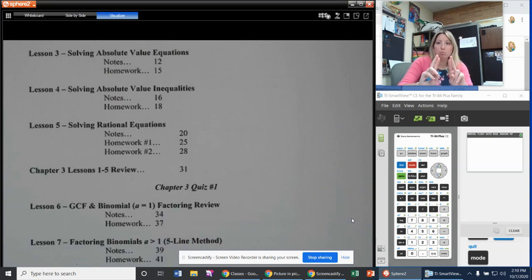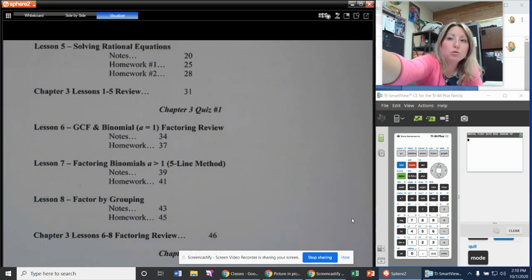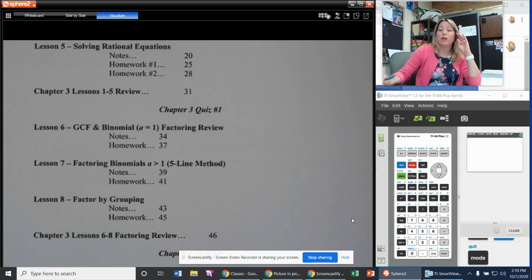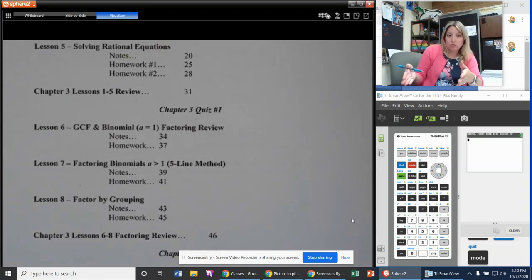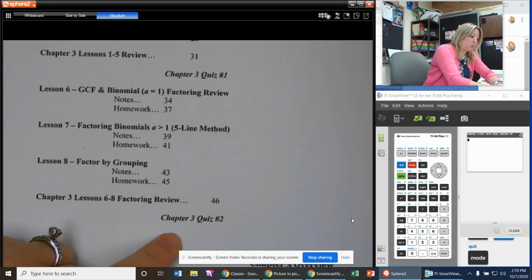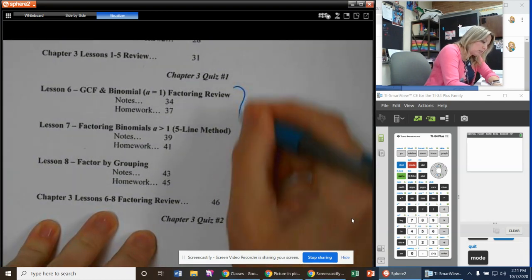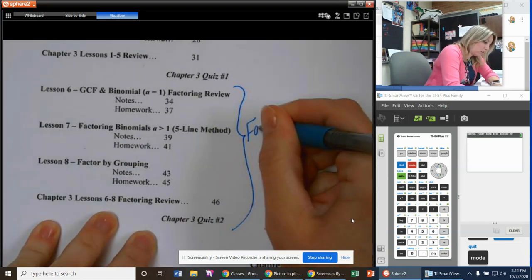Then we're going to take a break from solving anything to review factoring. And I'm going to go over GCF and regular binomial factoring. I'm going to do binomial factoring when your A value, so your value in front of the x squared, is greater than 1. And I'm going to do factor by grouping. And then we're going to do a factoring only review. And the second quiz is only on factoring. So this stuff is factoring only.